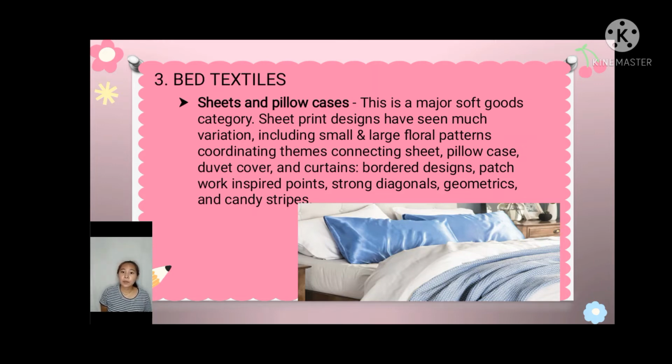and curtains. Border designs, patchwork-inspired prints, strong diagonals, geometrics, and candy stripes. Sheets and pillowcases are generally made of fabrics woven with the plain weave of cotton, or more often, cotton polyester blended yarns. If they have easy care, no-iron properties, they are likely to be so labeled.